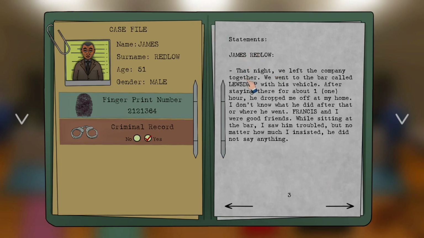Here's our statement from James. That night we left the company together. We went to the bar called Lou's Drop with his vehicle. After staying there for almost 1 hour, he dropped me off at my home. I don't know what he did after that or where he went.